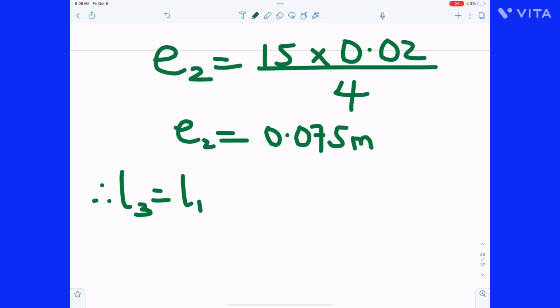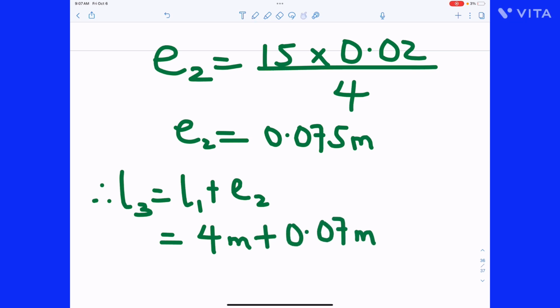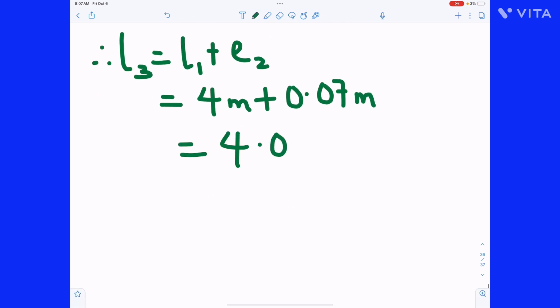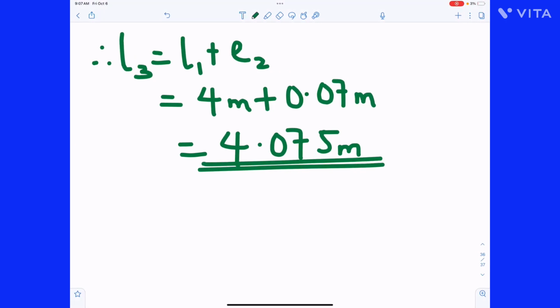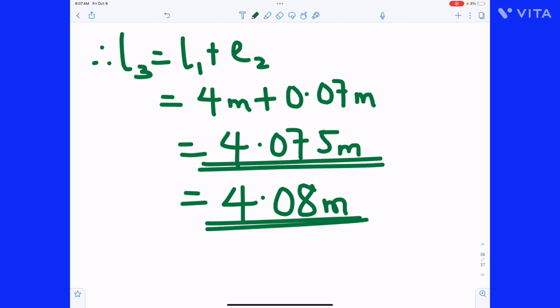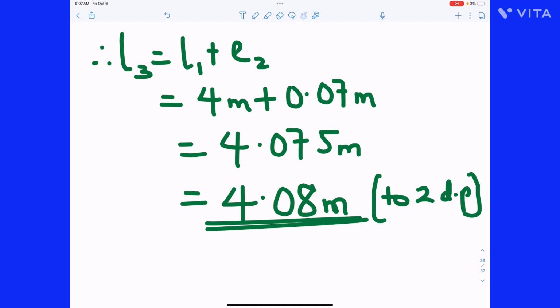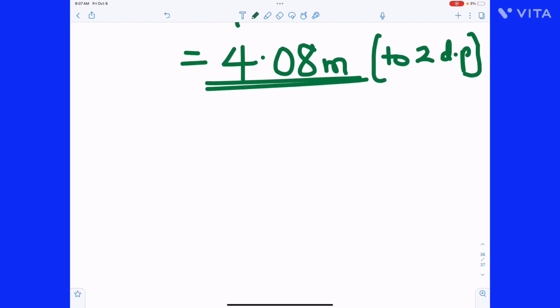So the final length of the string will be the original length plus the extension produced, which is what? 4 meters plus 0.075 meters, and that will be 4.075 meters. I think we should be keeping an eye on our options. Our options have been approximated to 2 decimal places. So your answer will be 4.08 meters to 2 decimal places. When doing an exam or an exercise, always keep your eye on the options. There's an approximation required. Okay, that's number 26.